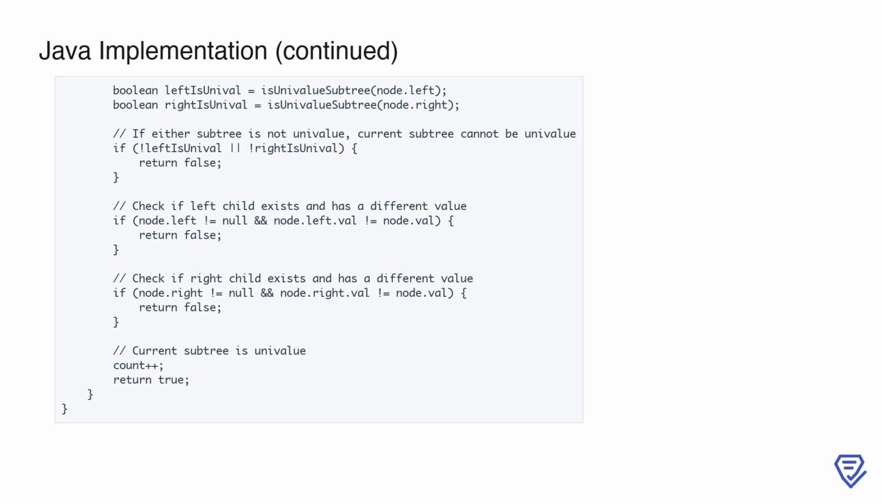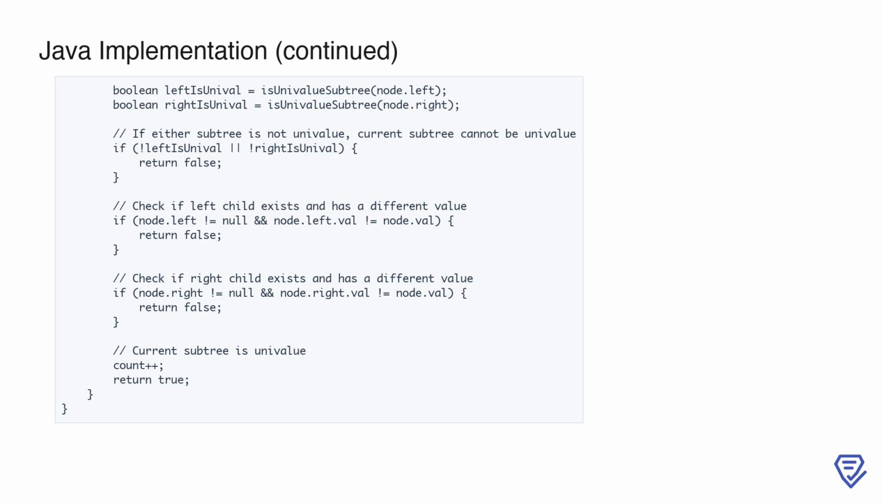Next, we check if the left child exists and has a value different from the current node's value. If this condition is true, the current subtree is not Univalue, and we return false. Similarly, we perform the same check for the right child. If the right child's value differs from the current node's value, we return false.